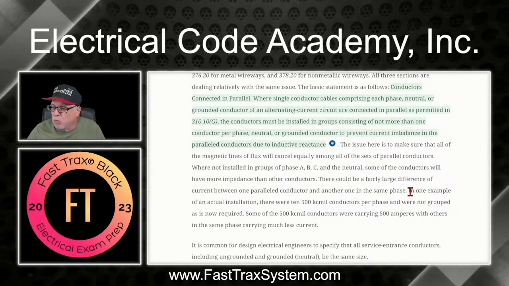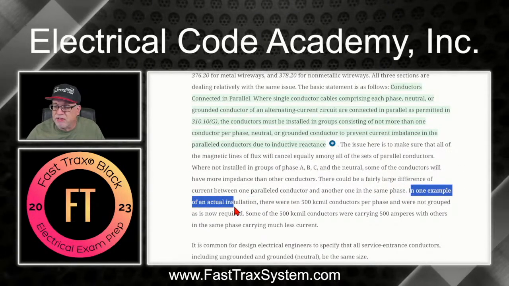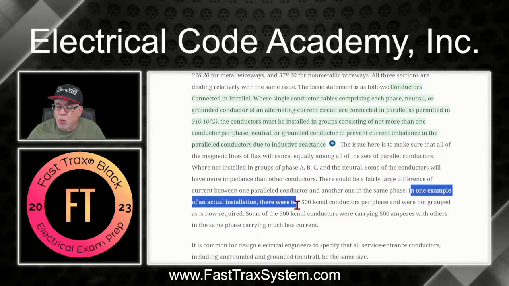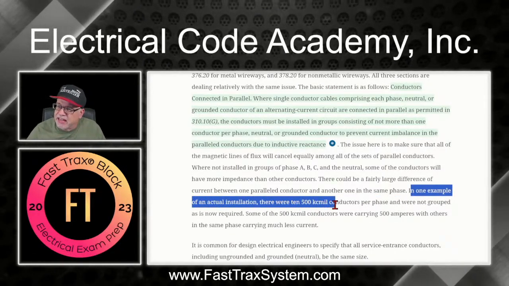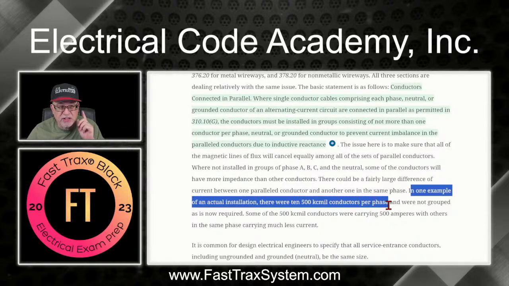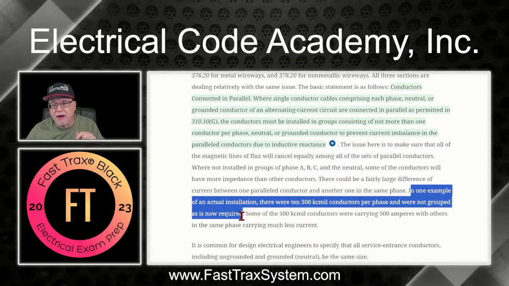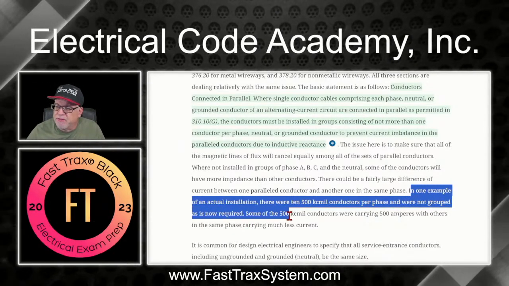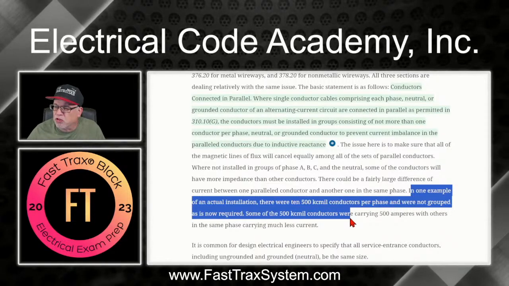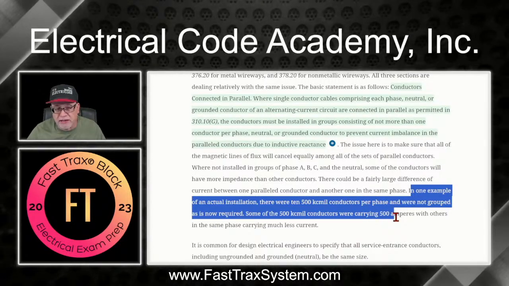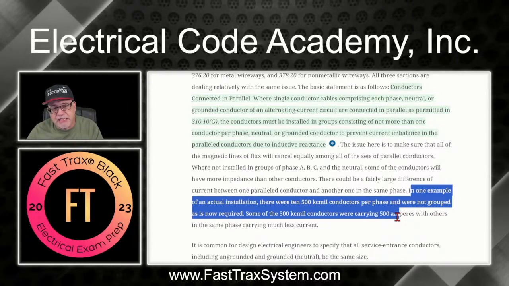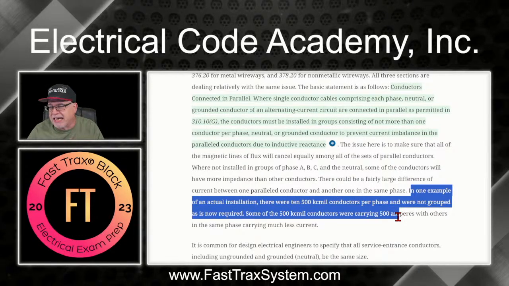Okay, in one example of an actual installation, check this out. It says there were 10 500 kcmil conductors per phase. That's a lot. Ten 500s, and they were not grouped as is now required. Some of the 500 kcmil conductors were carrying as much as 500 amps. And remember, a 500 kcmil is only rated for 380 amps.